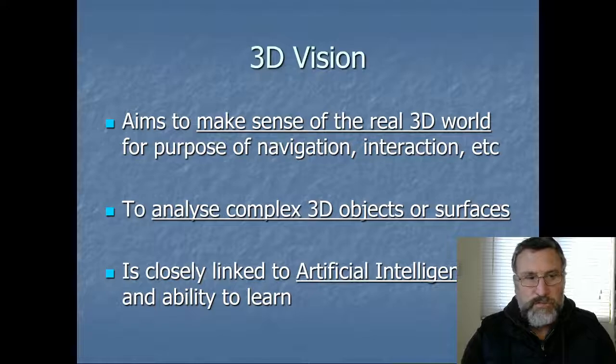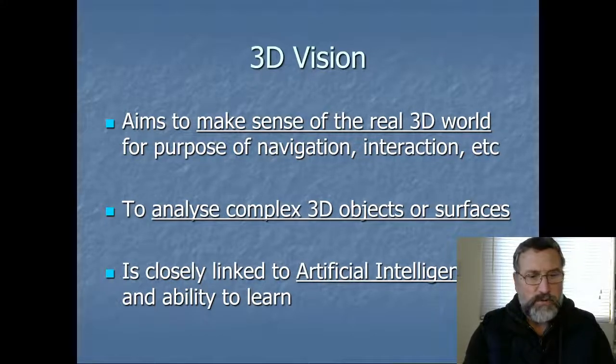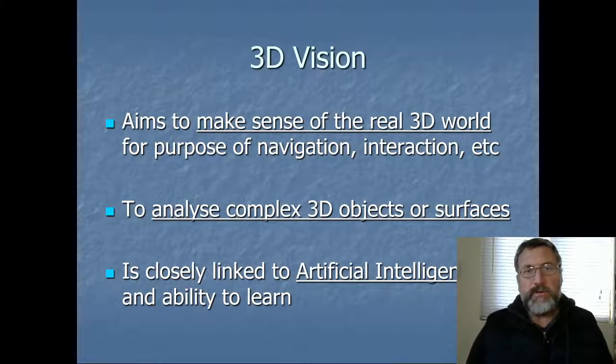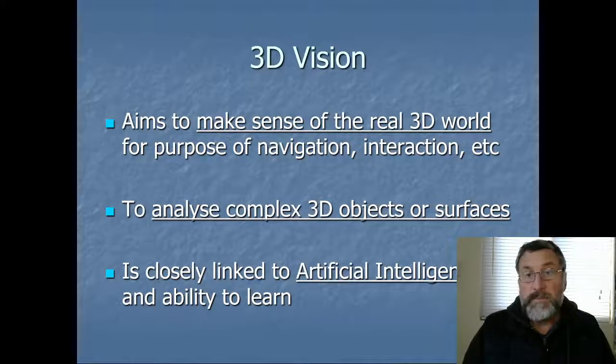with 3D vision, we're trying to make sense of the 3D real world. Of course, the real world has got 3 dimensions rather than 2. 2 is a bit of an abstraction. And you're dealing with complicated 3D objects or unusually shaped objects or surfaces. 3D information gives you a big advantage in terms of the richness of the data and the understanding of what you're looking at, really. And as it says here, it's closely linked to artificial intelligence and ability to learn.